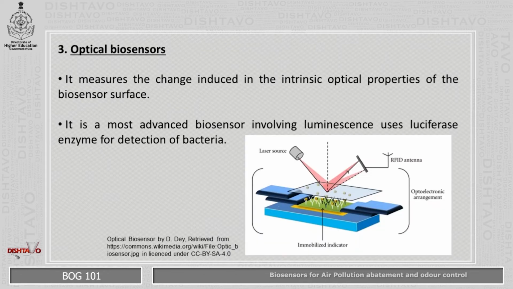Third one, we have optical biosensors. It measures the change induced in the intrinsic optical properties of the biosensor surface. It is the most advanced biosensor involving bioluminescence uses, which makes use of the luciferase enzyme for the detection of bacteria. So this is the diagrammatic representation of the optical biosensor.